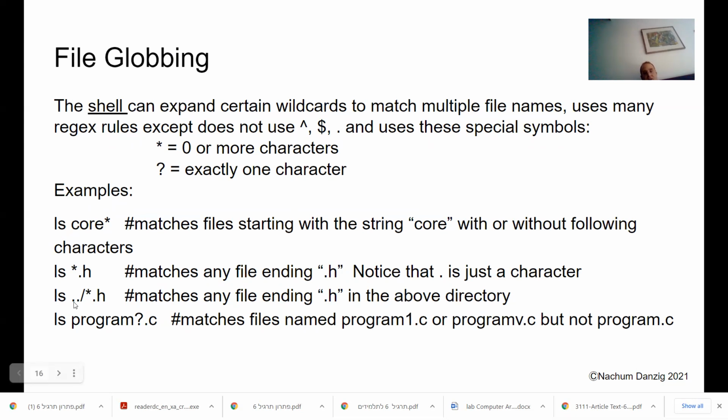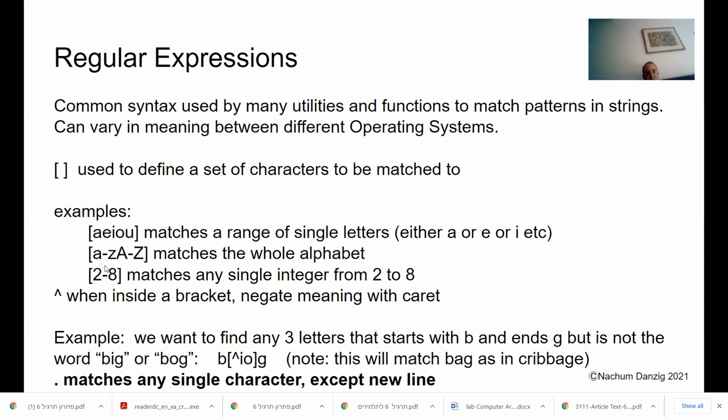The .. is not really file globbing, but it's directory navigation. ls program?.c, the question mark means a single character. So this will find any file that has the word program followed by a single character and then .c. It'll find program1.c, program2.c, but it won't find program.c. All these are file globbing. You see the special characters, but this is different from regular expressions, which we'll talk about next.